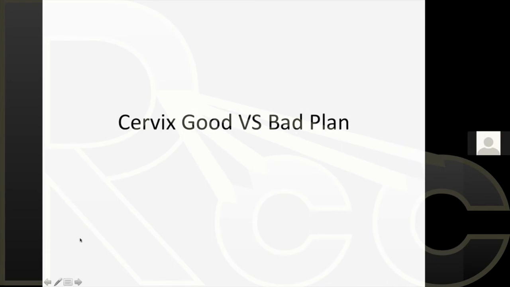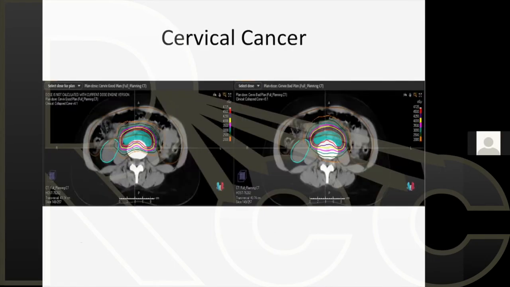So cervix. And this one, actually, I do have side to side. So you can see as we're going down. So we do treat a lot of intact cervix as well as post-op cervix. And I'm sure that you guys will probably see a lot more intact cervix. So as we go down, we'll look at this. So this patient had positive nodes, so we're treating the periaortics.